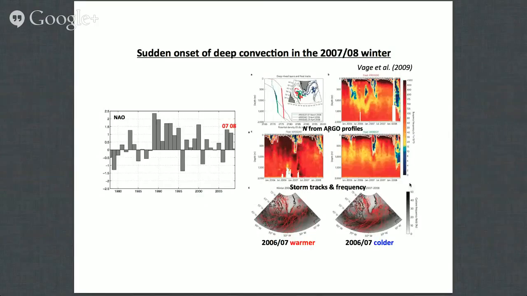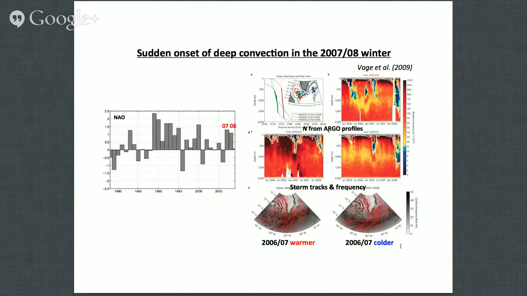paper, although they highlight the complexity of the LAPC, they speculated that this deep convection, with colder temperature than the 2006-07 winter, occurred because of a well-organized storm track, which is shown in the red lines in these below panels.